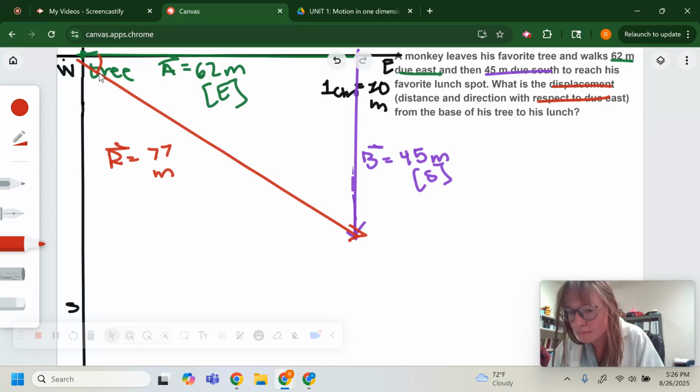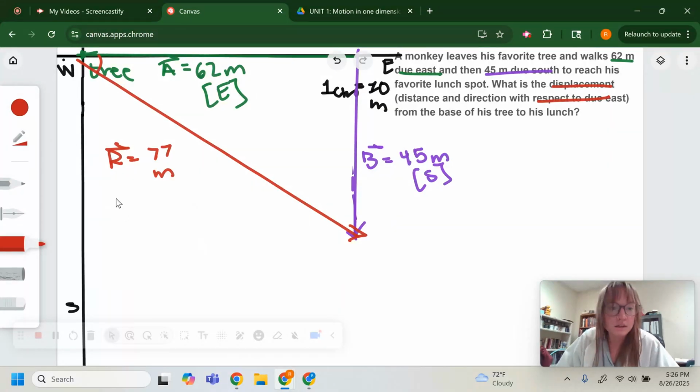And when I measure that on my protractor, starting here, down to here, I get that that is about 36 degrees. And I'm going to label this as theta here, and I'm going to say that it's equal to 36 degrees.